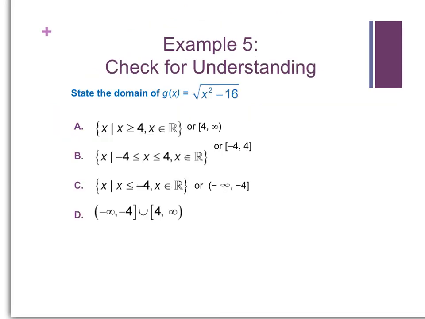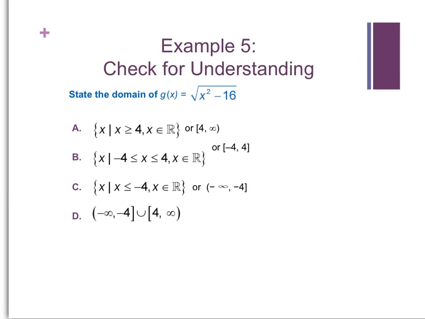In example 5, check for understanding. I would like you to state the domain of g of x equal to the square root of x squared minus 16. You have 4 choices, A, B, C, and D. All 4 choices give you a set builder notation and an interval notation. Just so you know, this right here kind of got offset. This is part of the answer for part B.